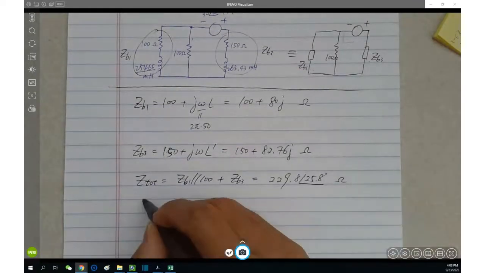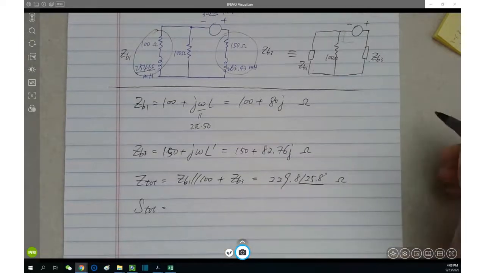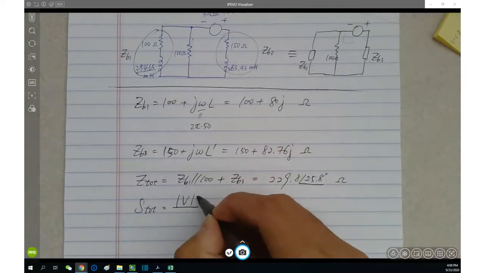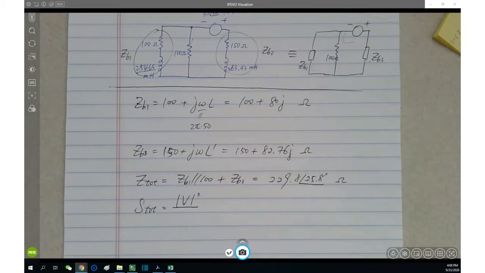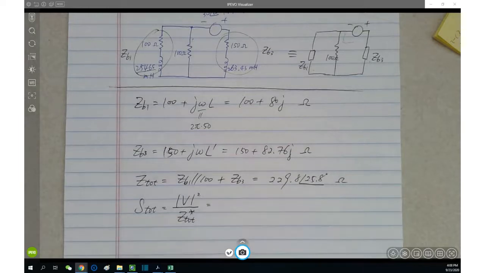Then the total power is very easy. You have the voltage across it and the total impedance, so which formula do you want to use? The magnitude of the voltage squared divided by the conjugate of the total impedance. Does it make sense?